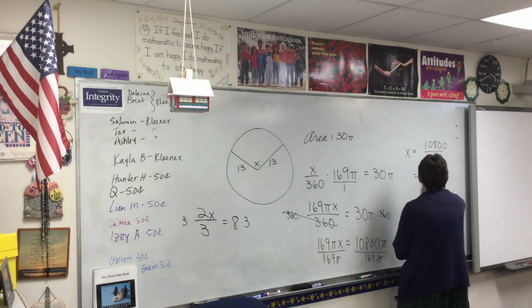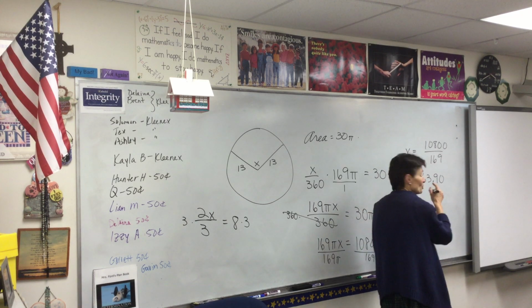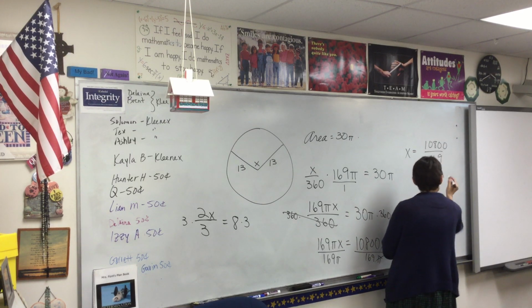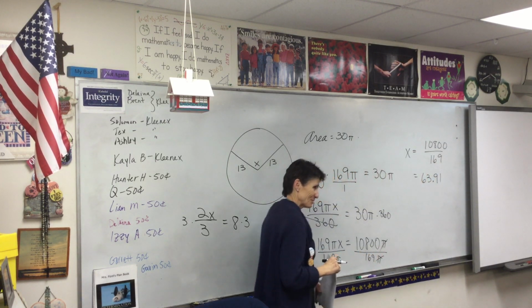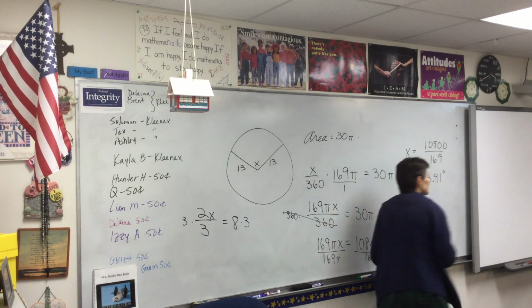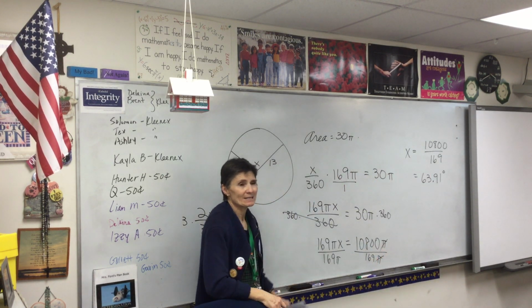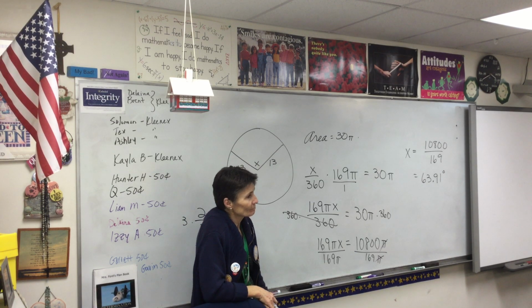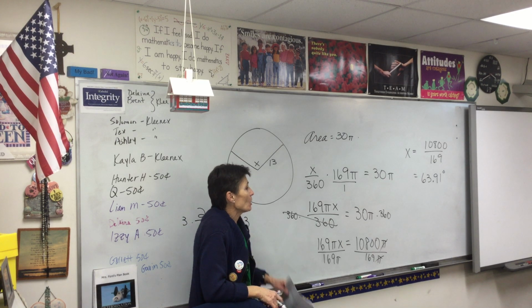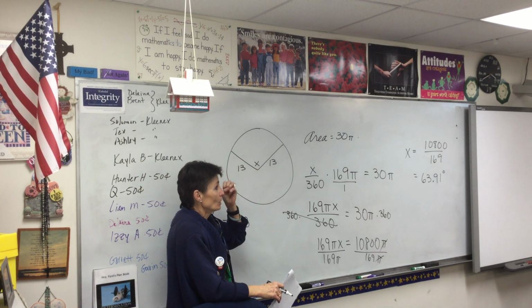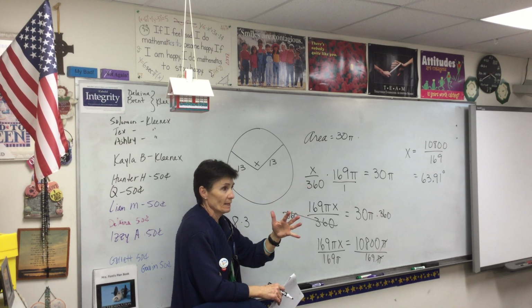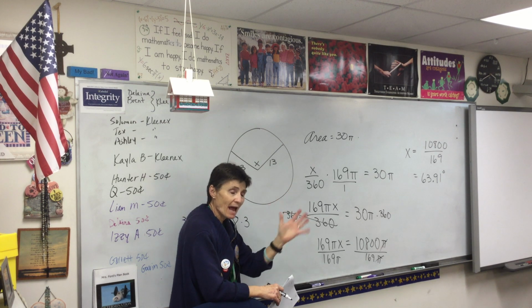63.90. Now, what's the unit on that? Degrees. Why is the unit degrees? Because we're looking for the angle. So, that problem looked different than the ones we did earlier, but it used the same formula. So you're setting it up exactly the same way.